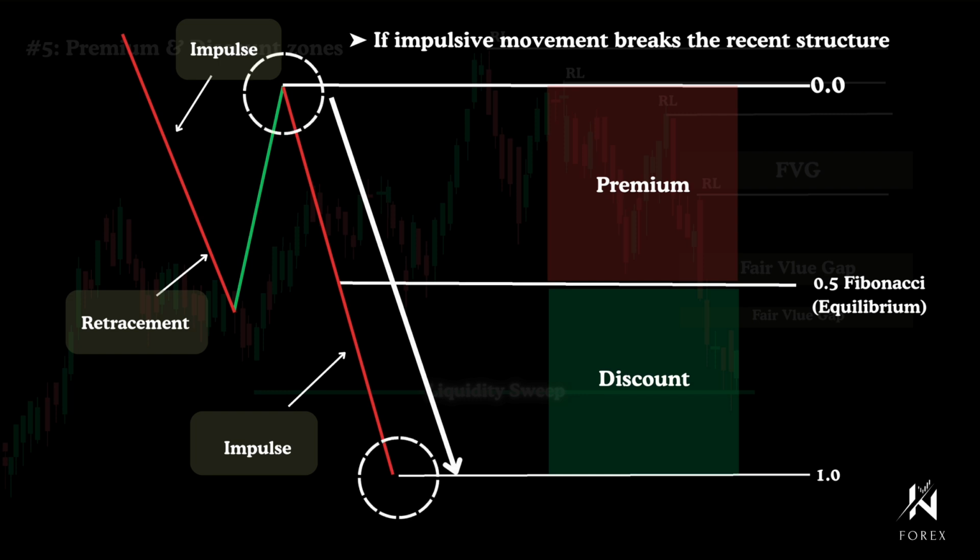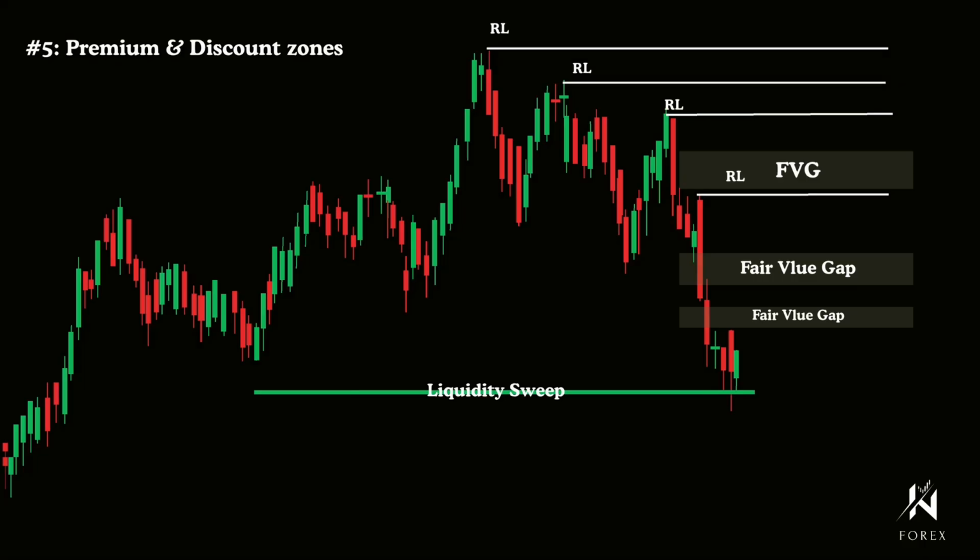In a bearish scenario, the Fibonacci tool is drawn from the beginning of the impulsive move to its end. The same principle applies in a bullish scenario. Now, let's add the premium and discount zones to our chart.